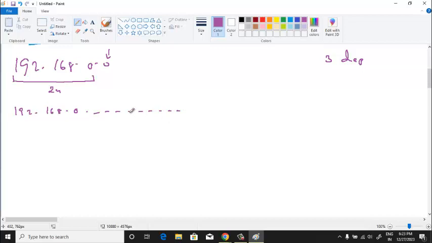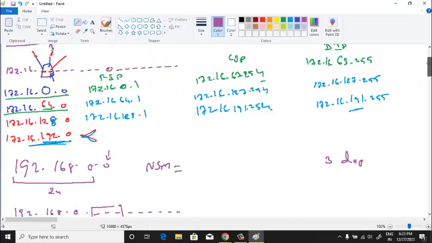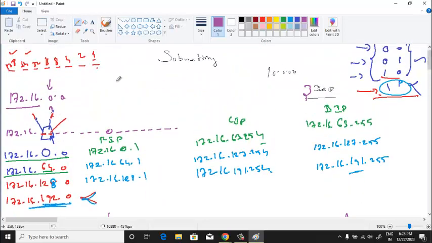This one, 3 bits. Because you are borrowing 3 bits, now the new subnet mask will be, for the previous one, we didn't write the new subnet. My new subnet mask will be 16 plus 2 is 18. Default is 16 and you have taken 2. So it is 18. 18 is the new subnet mask.